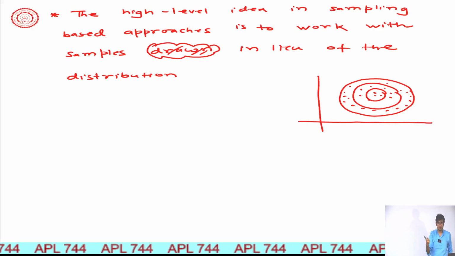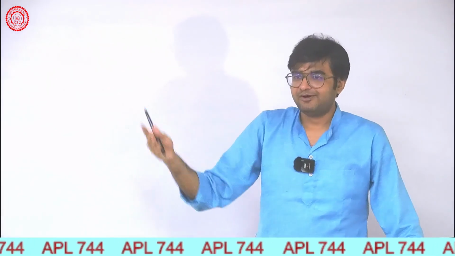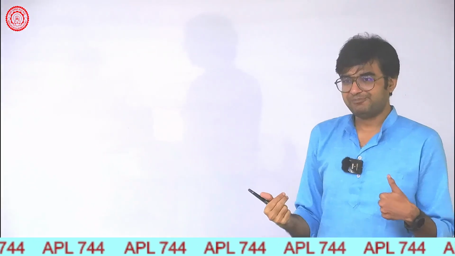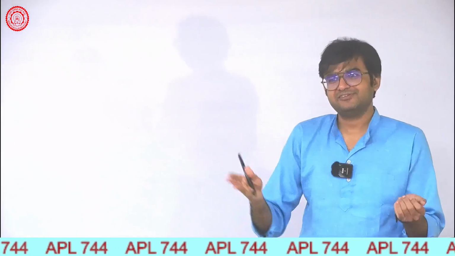That was one of the ideas of practical 0. Those who have done know that you have seen how you can draw samples. So the idea is that we will work with those samples and not with the distribution. All the operations will now be on the samples, and then you will compute statistics and all those things using the samples. Okay, so that is the high level idea.